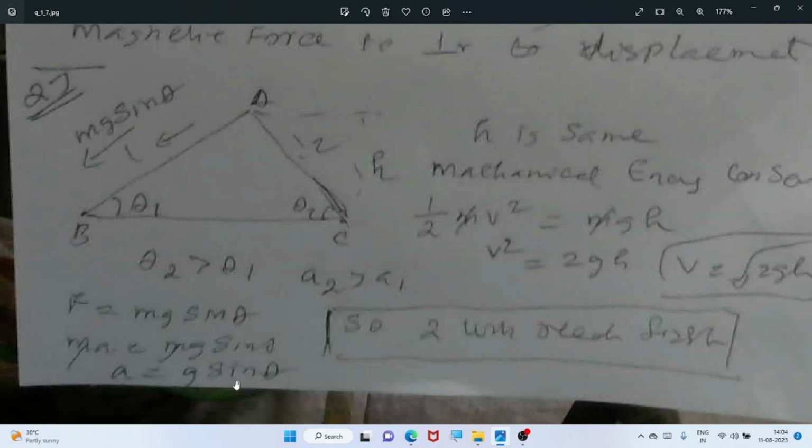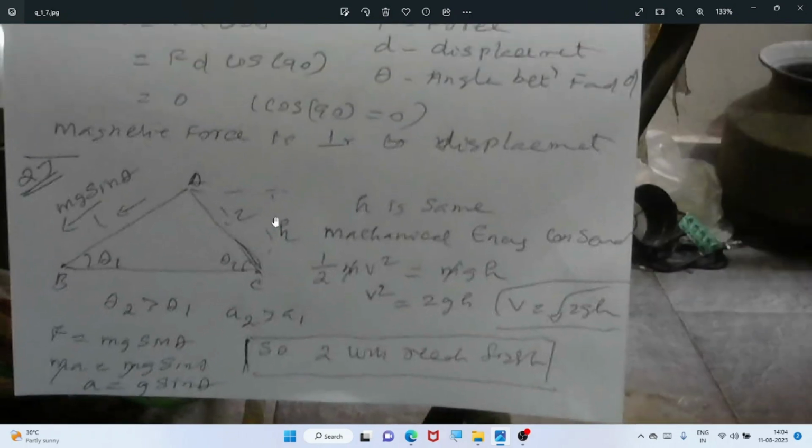Acceleration equals g sine theta. g is constant, and theta is more on this side, so the acceleration will be more on this side, so stone 2 will reach earlier than stone 1.